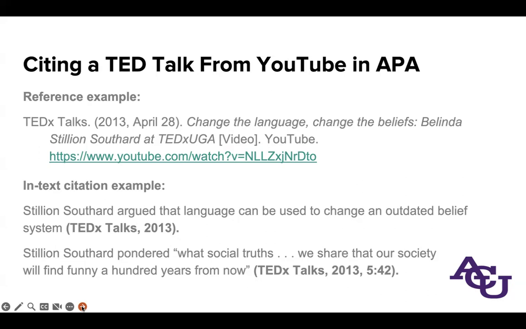This speaker has a double last name, so we put both her names in this case in the sentence text. Stillian Southard argued that language can be used to change an outdated belief system. TEDx Talks, 2013. I've done the same thing in the direct quote. I've put her name in the text to show that she's the one who said it. I've got the account name and the year in parentheses at the end.